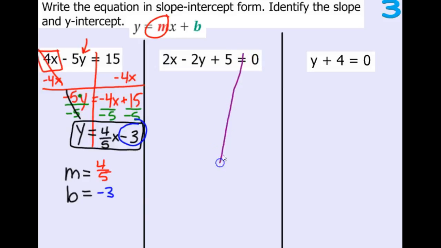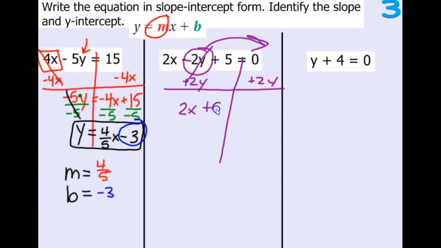This one, if you solve this on your own too, there are two ways you could have done this one. You could have moved the x over to the other side and the 5 over to the other side and then got rid of that negative 2. Or, if our goal is to get y by itself, we can just move the y's over to the other side. Because nothing's over there right now. This is a negative 2y, so if I move that, I'm going to add 2y. So we have 2x plus 5 equals 2y.